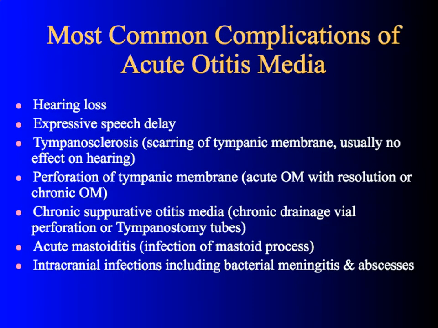Complications from acute otitis media are hearing loss, expressive speech delay, tympanosclerosis, which is a scarring of the tympanic membrane, which usually has no effect on the hearing, a perforation of the tympanic membrane because of acute otitis media with resolution, or could be with chronic otitis media. Then there's chronic suppurative otitis media, where there's chronic drainage via perforation or tympanostomy tubes. There's acute mastoiditis, which is an infection of the mastoid process, and intracranial infections, including bacterial meningitis and abscesses, can occur.